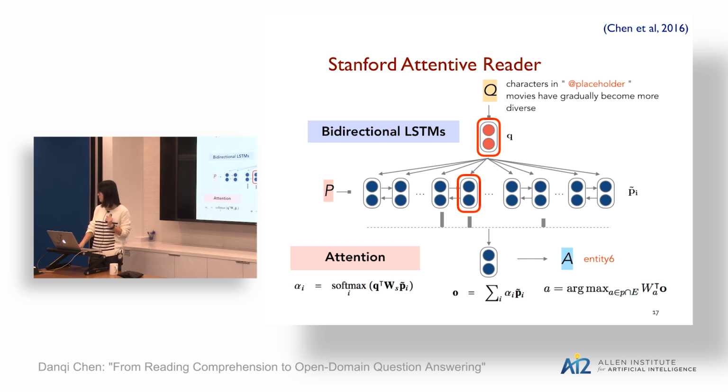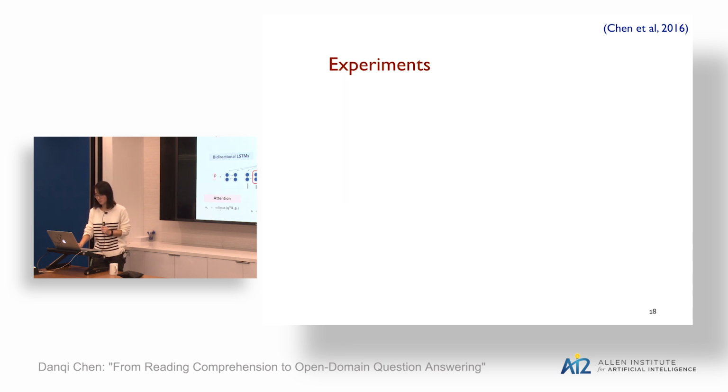Is there any question about this part? I forgot, how large is the set of candidate entities? About hundreds for each example. Okay, I will first show you some experiment results, and then I will talk about more interesting things.